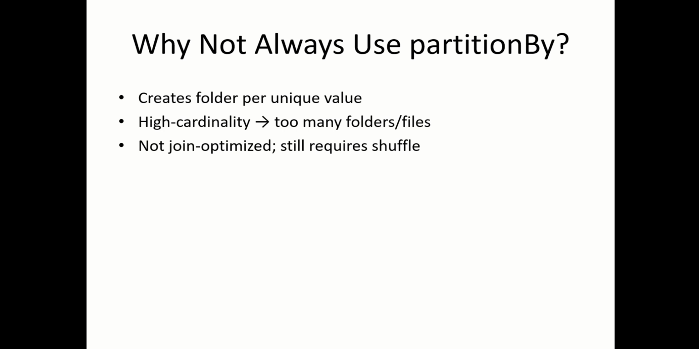But if you are using bucketing, it will separate the data based on the hash which gets generated. Suppose you want to divide it into three buckets, you can do that easily. But if you use partition by on a column with high cardinality, it will get separated into too many files or partitions. Join optimization still requires a shuffle if you are using partition by, but in the case of bucketing, it will help you a lot.